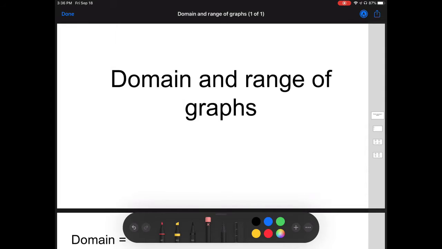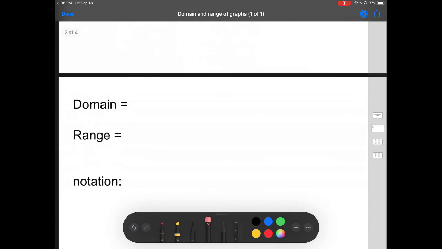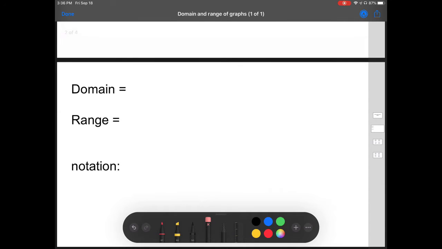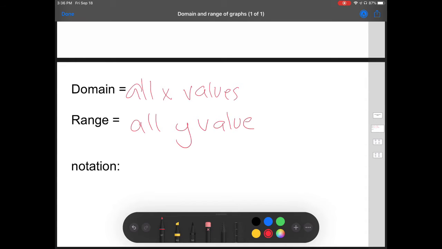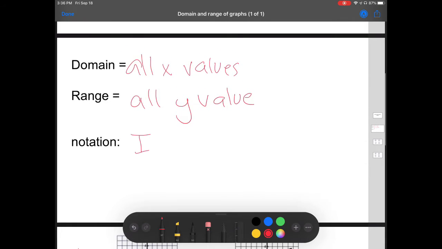We're going to be doing domain and range of graphs. So when we do domains, we use all the x values. Range is all y values. Right, our notation, we're using interval.